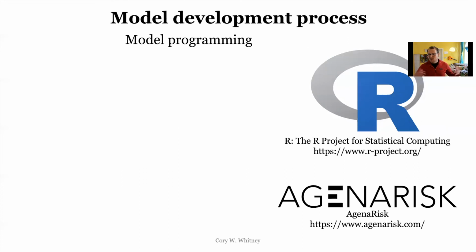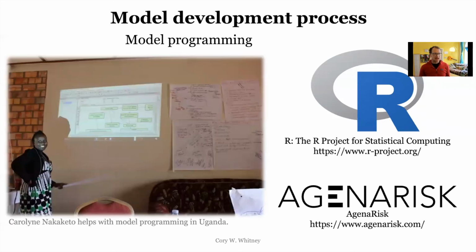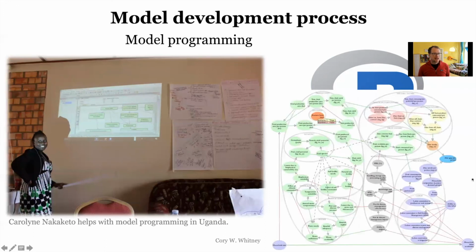Once we've done this and we've collected all of those models together, then we can aggregate them. We can put them all together into one big model, and we program that. So here you can see our friend Carolyn Nakaketo helping us in Uganda. Here are just some of the ideas that were sketched out in those working groups, and we're programming it here into a Bayesian network in the Agena risk program. But we can also, that's what that looks like in the end.